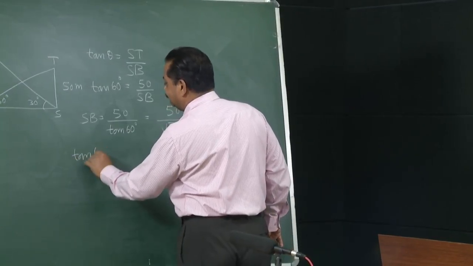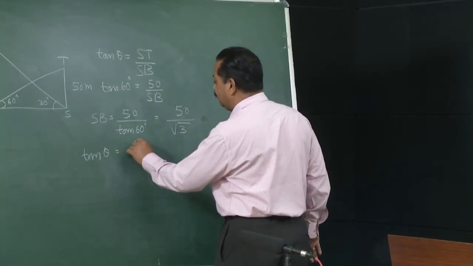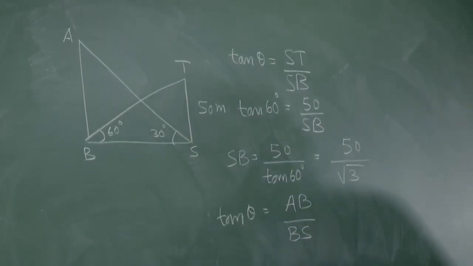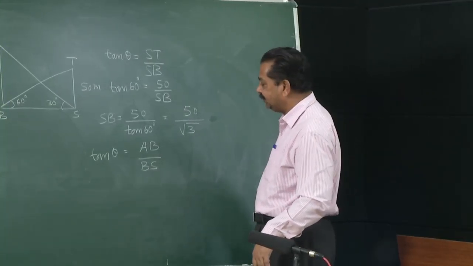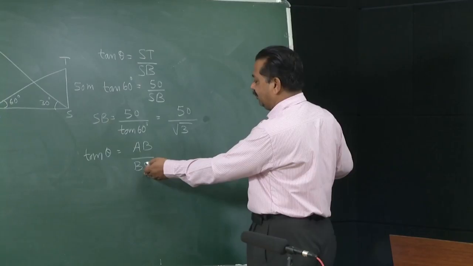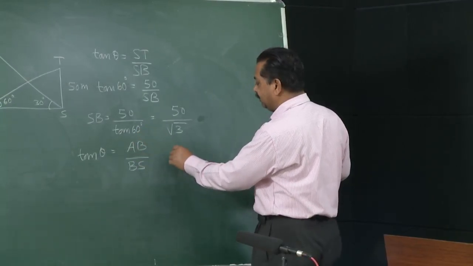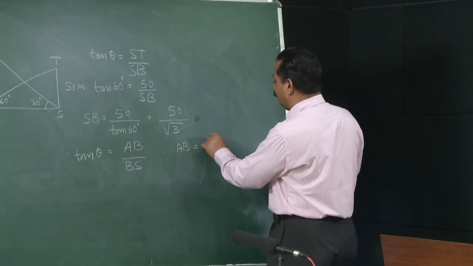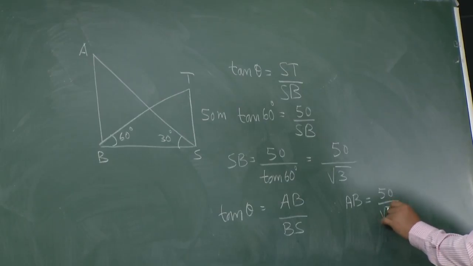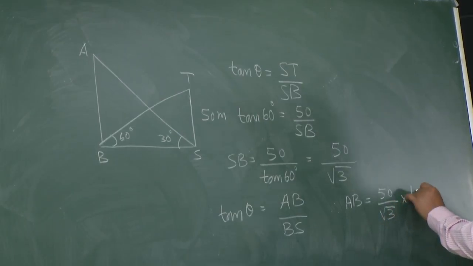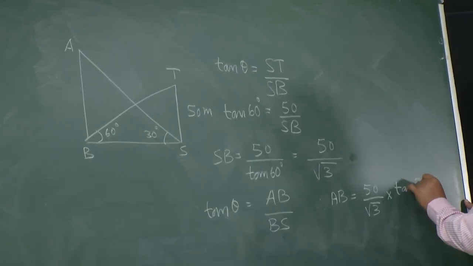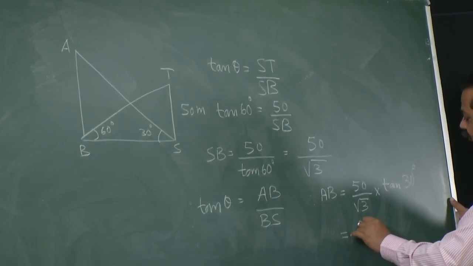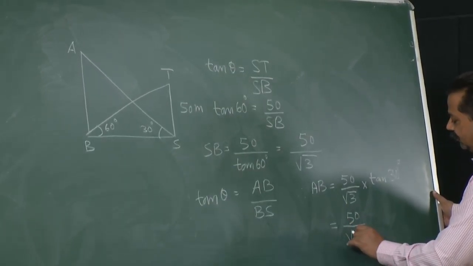Now we have to find out AB. So again we take tan theta is equal to AB upon BS. We know the angle is 30 degrees, and we also have BS with us, so we can find out AB. Therefore AB is equal to BS, which is 50 by root 3, into tan 30.